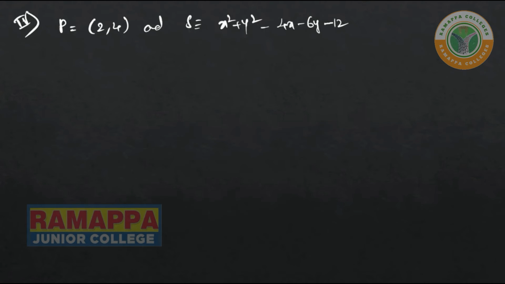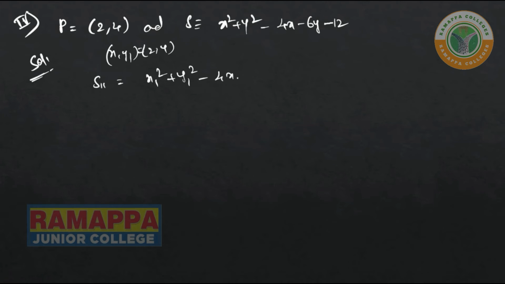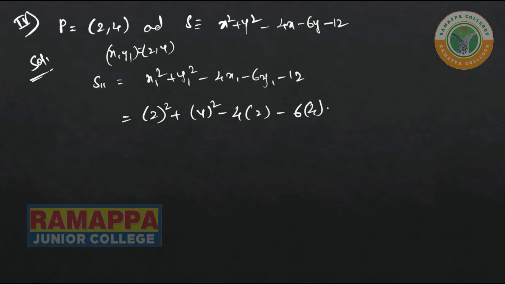Now move to the fourth one here. Now here, solution fourth one, P x1 comma y1 is given here as 2 comma 4. So S11 is equal to x1 square plus y1 square minus 4x1 minus 6y1 minus 12. So in this we need to find the value, we have to substitute the values here, no? So 2 square plus 4 square minus 4 into 2 minus 6 into 4 minus 12. So 2 square is equal to 4 plus 4 square is equal to 16, minus 4 into 2 is 8, minus 6 into 4 is 24, plus 2 minus 12. I think that is plus 2.